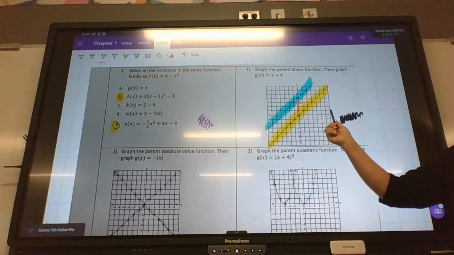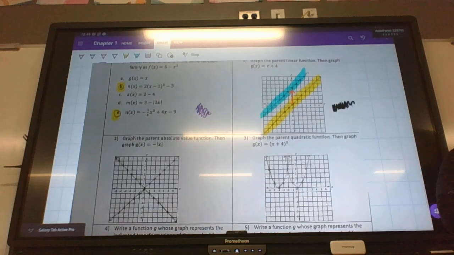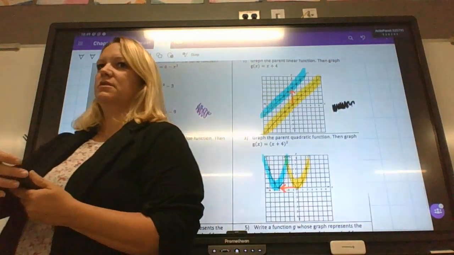Lots of students went right 4. Oops, fix it, figure it out. This one, you got your positive going up, and then the reflection going down. This is the original, and then on number 3, you should have moved left 4. You didn't get yours. Who else didn't get theirs? What's your last name?